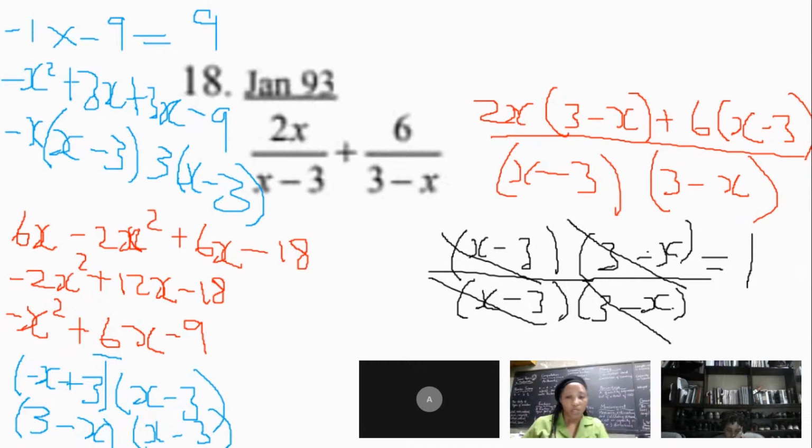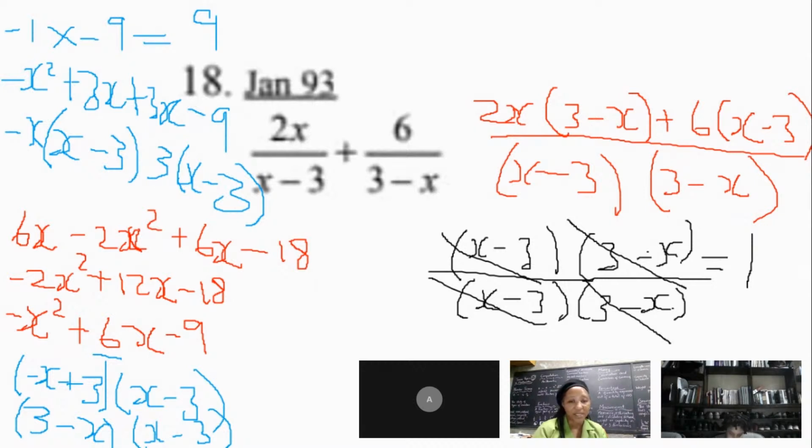So the first thing we did then, we wrote the LCM. So the LCM is x minus 3 and 3 minus x, and those are two different terms. X minus 3 is a completely different term from 3 minus x. So we have to represent each term in the LCM. So the LCM is x minus 3 times 3 minus x. Of course, just as with any fraction, we divide the LCM by each of the denominators. So when we divide the LCM by x minus 3, we're left with 3 minus x, and we multiply the 2x by that.